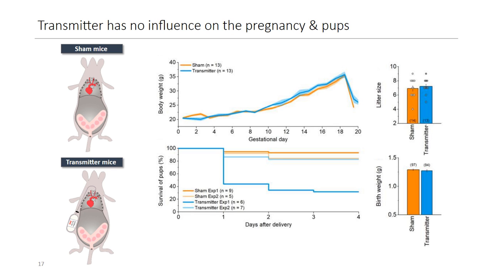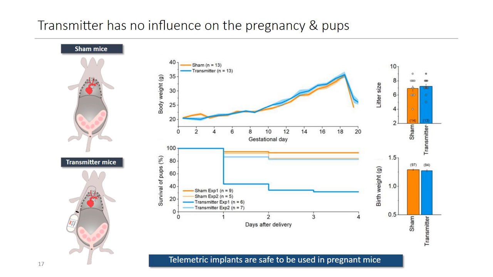And only in the first experiment we saw that there was a decrease in survival of the pups compared to the sham group. However, this is probably due to the fact that Black 6J mice are relatively bad mothers, and their first litter often goes wrong. In further experiments, we didn't observe any problems like that anymore. So this means that telemetric implants are safe to be used in pregnant mice.